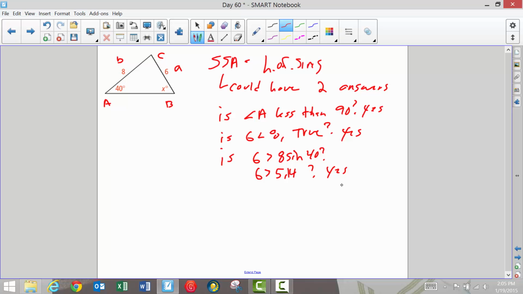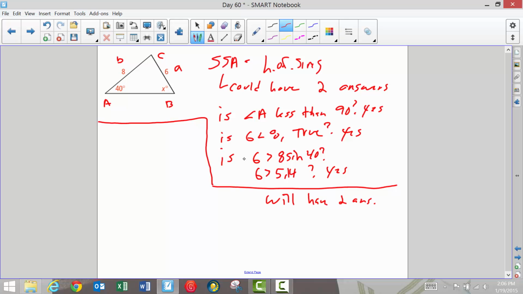I'm going to show you how to get those two possible answers right now. So we'll have two answers. Well, first of all, let's just solve it using law of sines, like we normally would. So I know it's sine of A over a, sine of B over b, and sine of C over c.